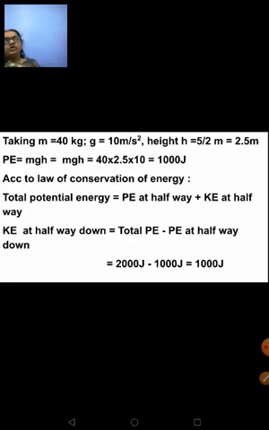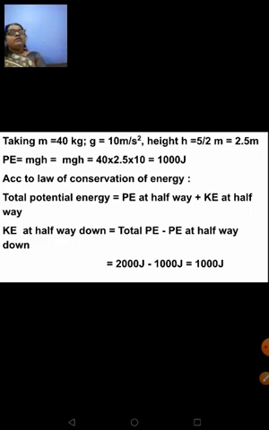Now, you know that according to the law of conservation of energy, the total energy is nothing but potential energy plus kinetic energy. The total potential energy is equal to potential energy at halfway down plus kinetic energy at halfway down. We need to find the kinetic energy when the object is halfway down. What is the potential energy we got? We got it as 2000 joules when the height was 5 meter. So the potential energy of the object halfway down plus the kinetic energy of the object halfway down will give you the total energy at the height of 5 meters.